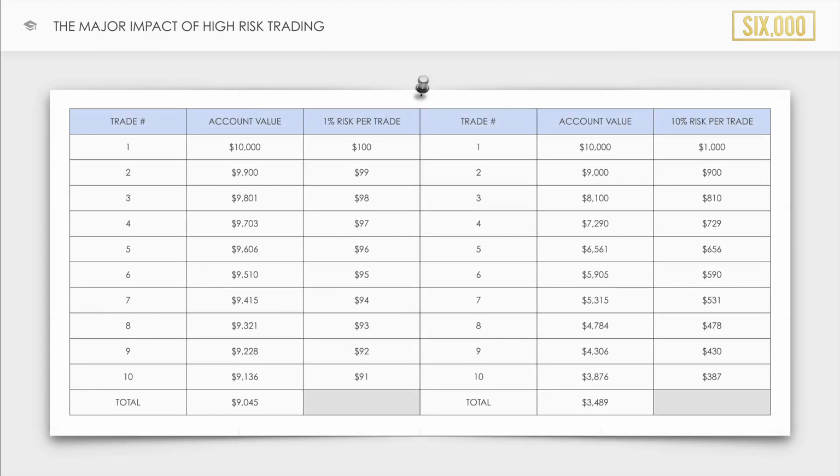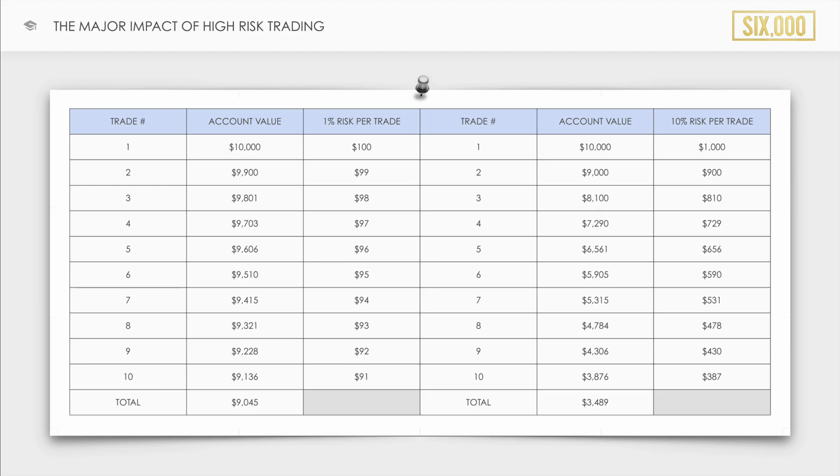Now, what I've done here, to make this simple for you, is set up a trading situation. On the left hand side, we have 3 columns. We have trade number 1 to 10. So 10 trades, and let's say this is over a period of 1 month. We have an account value of $10,000, and we have 1% risk per trade. So we're risking 1% of the account value. If the account value is $10,000, which it is, then we're risking 1% of that, which is $100. 10% would be $1,000. Now on the right hand side, again, we have trades 1 to 10, and let's just assume this is on a monthly basis.